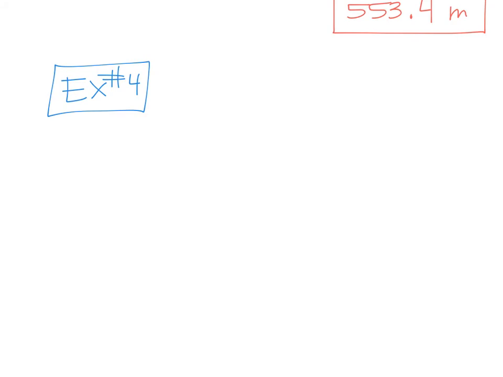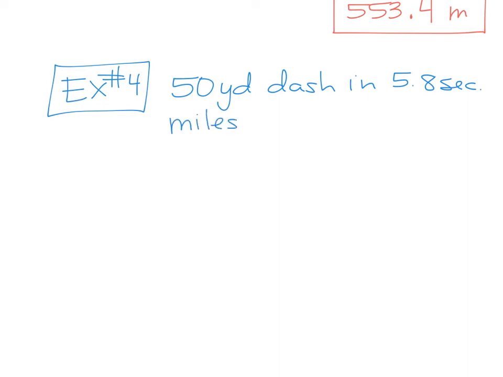Okay, here it is. A student ran the 50-yard dash in 5.8 seconds. Can you do that? No. I did the 40-yard dash in 4 seconds. That's kind of fast. Yeah? He said that's kind of fast. You're quick, huh? Okay, so we want to know what's their speed in miles per hour.